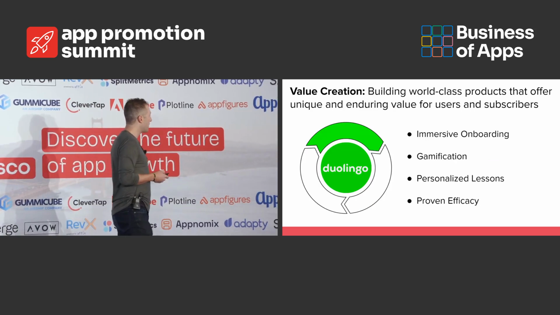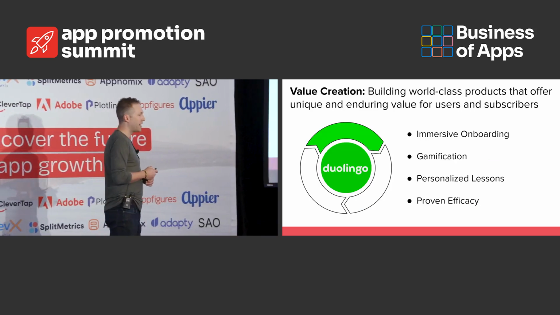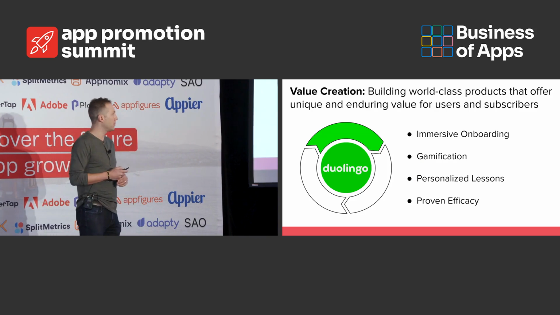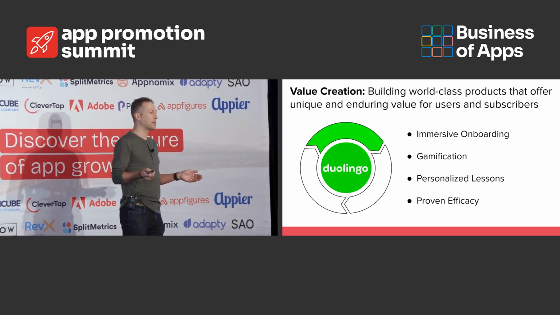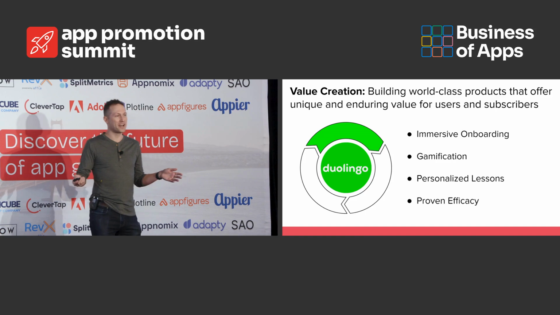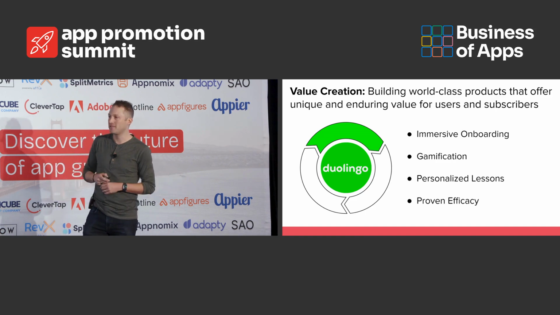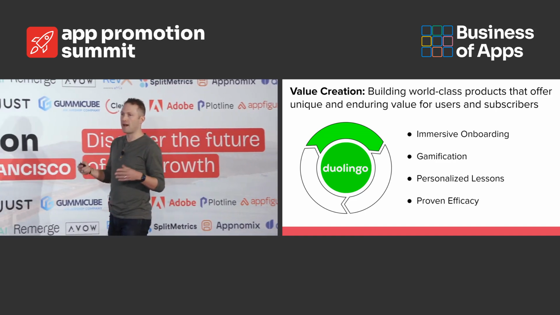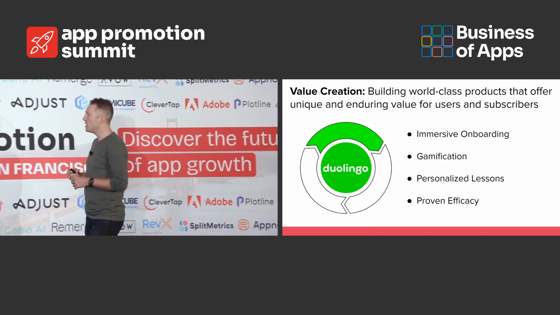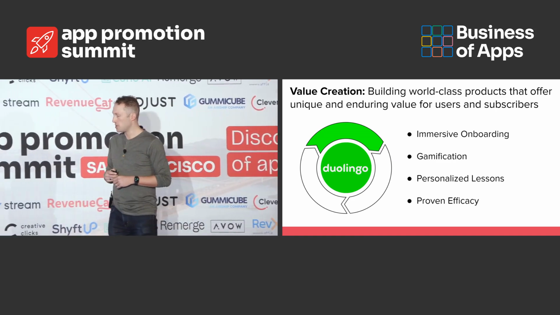So let's just briefly talk about 3 examples of this. I'll start with value creation. That's the foundation of everything else, as I said before. And the obvious example here is Duolingo. I feel like Duolingo gets so much love in all these conferences, but that's for good reason, right? They've done a tremendous job. Their current market cap is over $11 billion. And so they do so many things well when it comes to value creation.